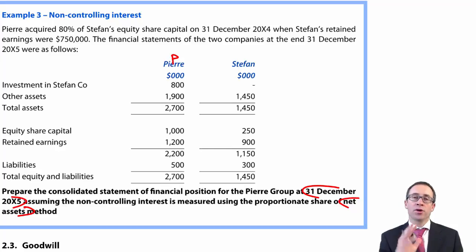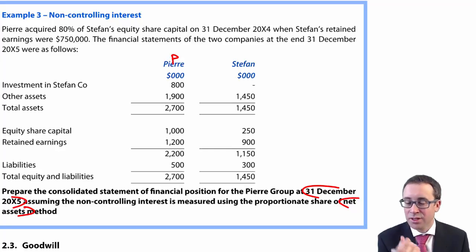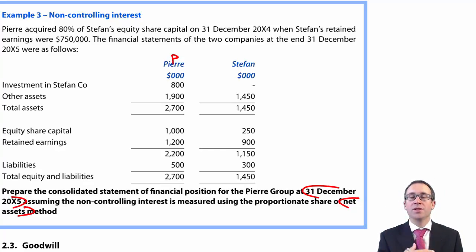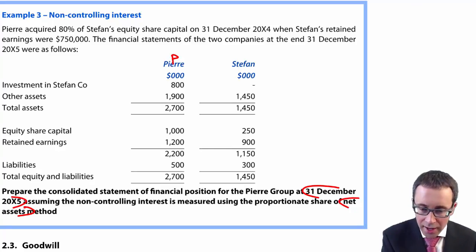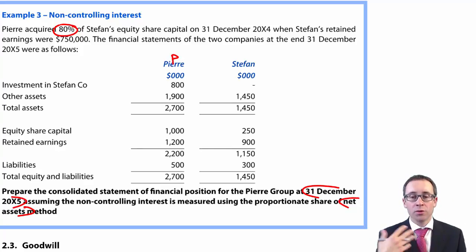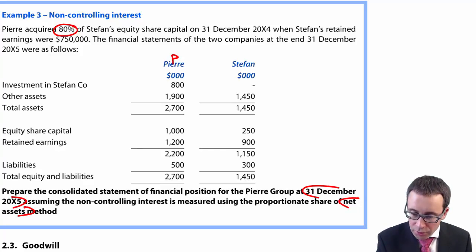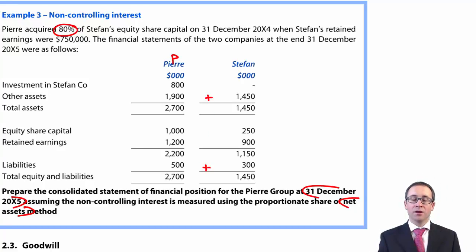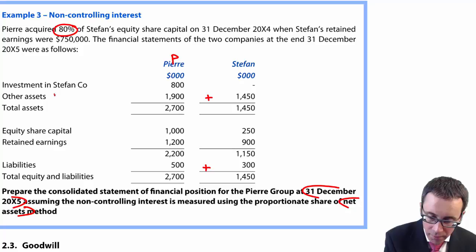Okay, so we're not going to use the share price. I don't even think there's a share price given in the question. We just use the net assets method. Okay, so it says there that Pierre acquired 80% of Stefan, so we have control. So we will consolidate. So we will add across all of the assets and all of the liabilities on a line-by-line basis. So in a moment, that will be our step one, won't it?